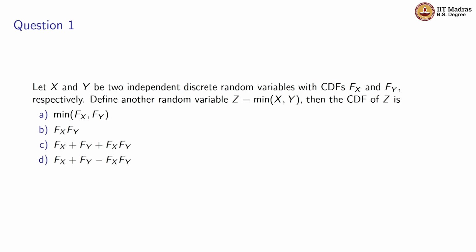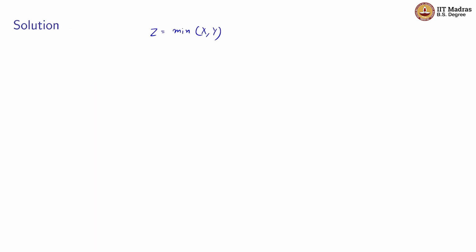Question number 1 says that let X and Y be two independent discrete random variables with CDFs F_X and F_Y respectively. Define another random variable Z equal to the minimum of X and Y. Then we have to find the CDF of Z. So Z is equal to minimum of X and Y here. We have to find the CDF of Z, that is F_Z, which is the probability that Z is less than or equal to some small z.